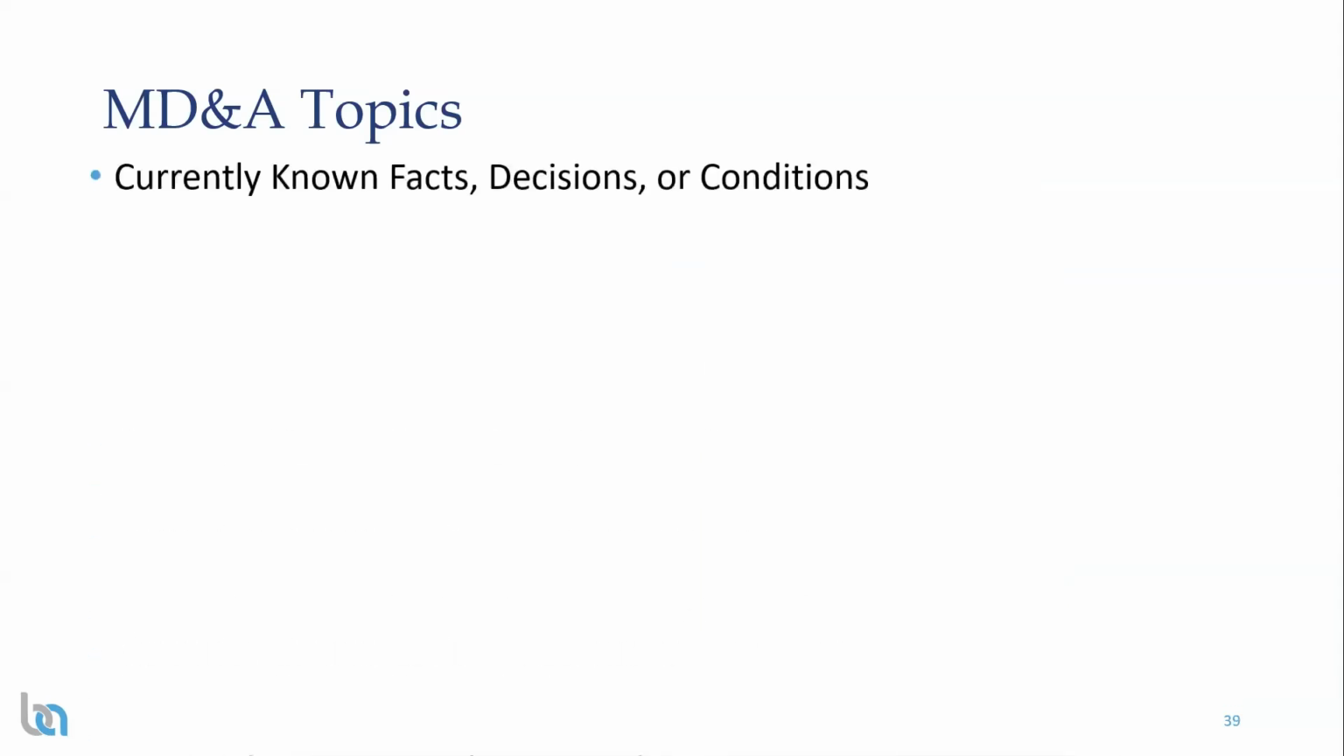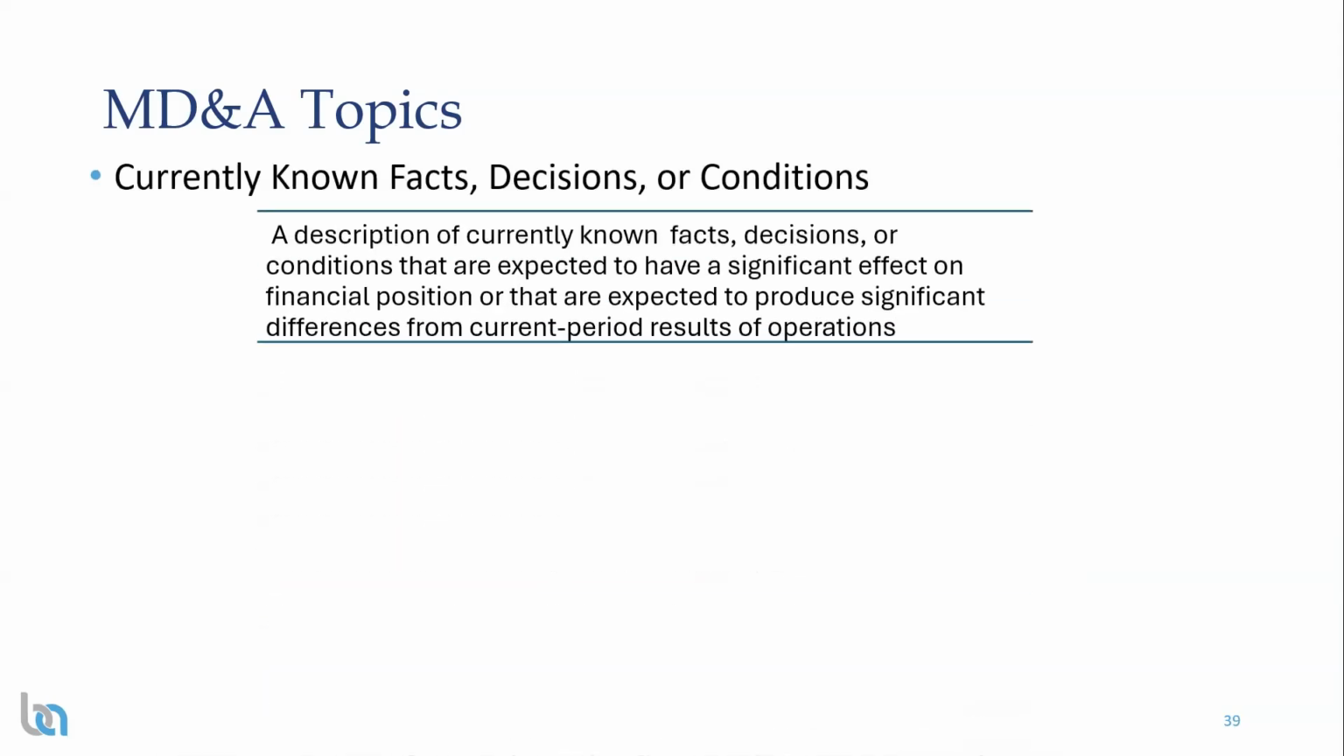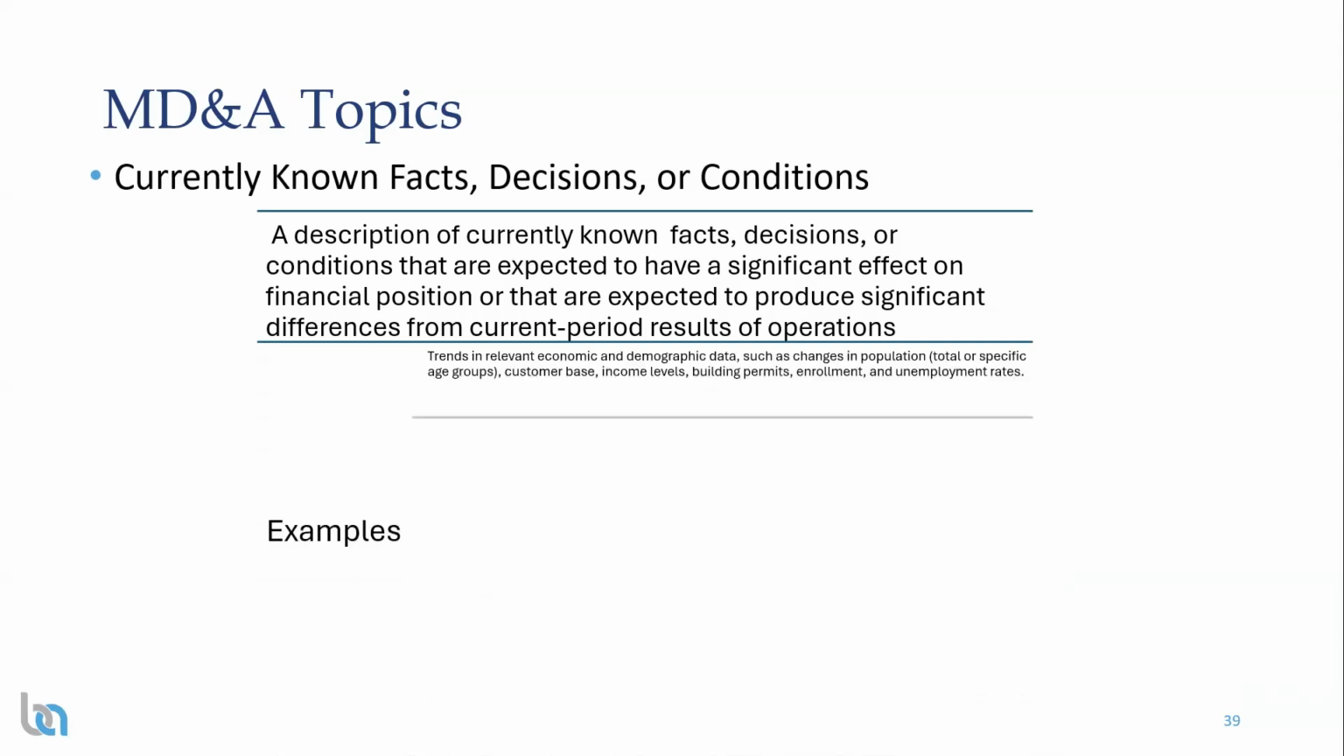And then currently known facts, decisions, or conditions. A description of currently known facts, decisions, or conditions that are expected to have a significant effect on the financial position or that are expected to produce significant differences from current period results of operations. And then some examples. Trends in relevant economic and demographic data, such as changes in population, customer base, income levels, building permits, enrollments, unemployment rates.